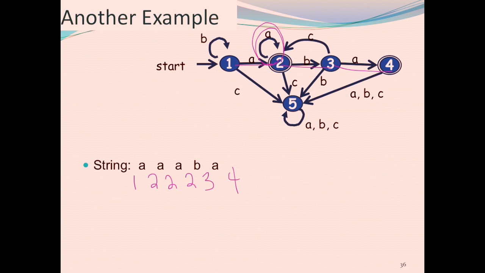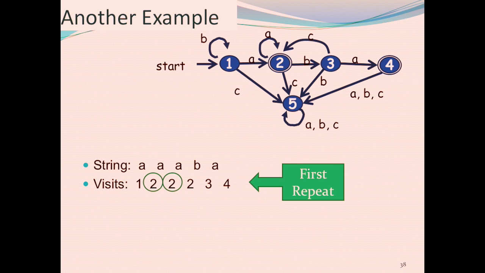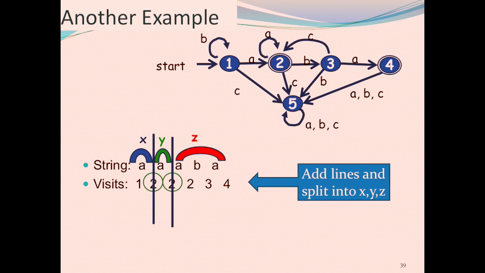I knew there had to be at least one repeat. In this case, it looks like I have a bunch of repeats, right? I guess that's 2 repeats. I started, did a repeat, did a repeat. All right, there it is, looking nice. My first repeated state is these 2 2s. Yes, I have more repeats, but all I care about is my first one. So I draw some lines through it, and I split it into X, Y, Z. In this case, X is just the string A, Y is just the string A, and Z gets the mega string ABA.